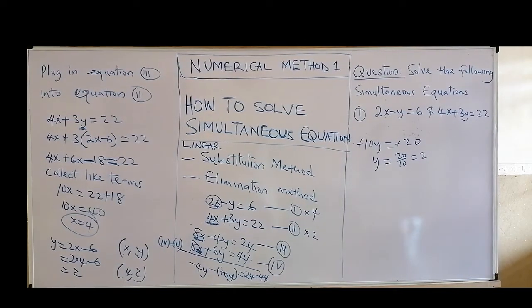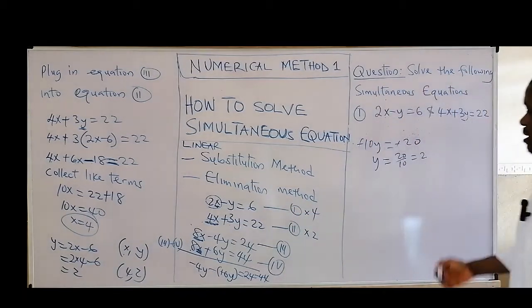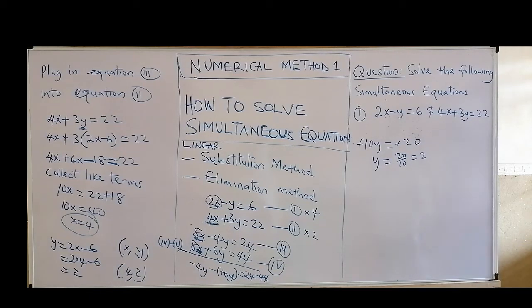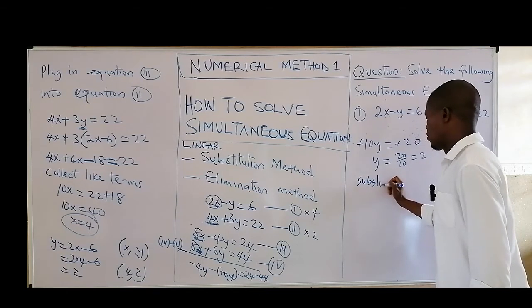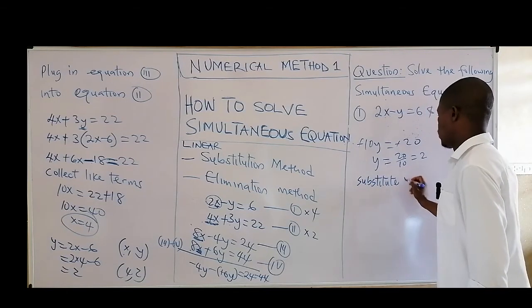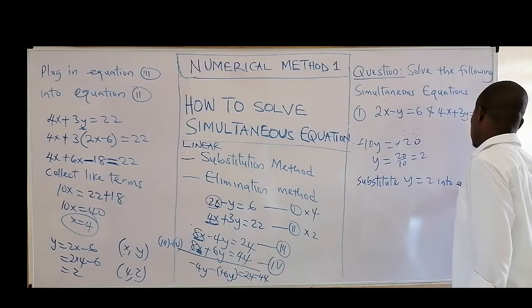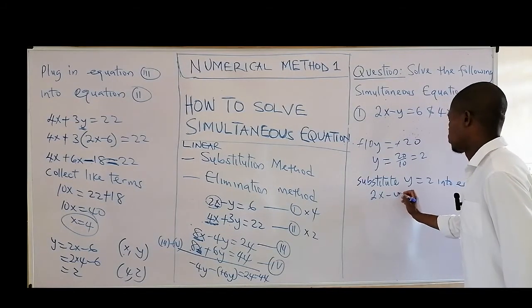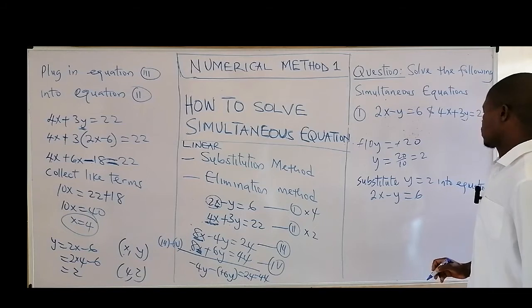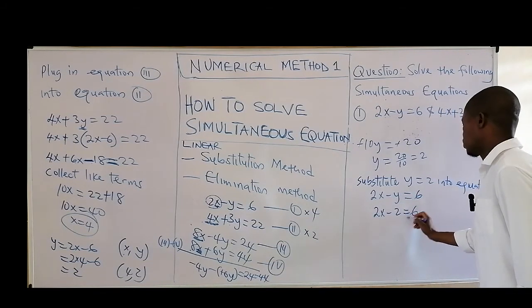Then in that case you can substitute into any of the equations. We have 4 equations here. You can use any one there to substitute and get the value of x. So substitute y equal to 2 into equation 1, which is 2x minus y equal to 6. That will be 2x minus 2 equal to 6.